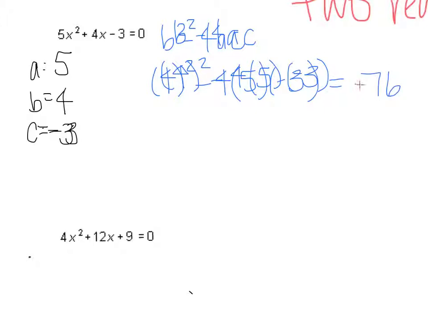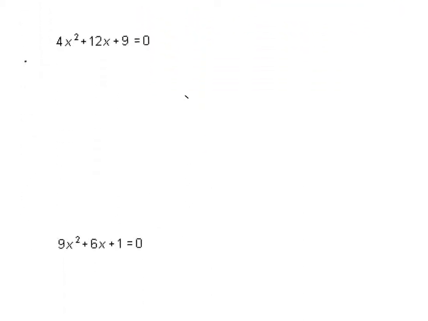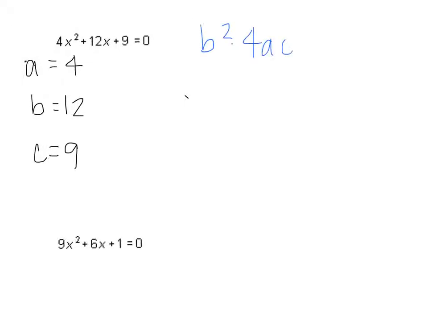So since that is positive, that tells us there are 2 real solutions. Okay. So looking at the next one, we're going to identify A, B, and C. So A is the number in front of x squared, which is 4. B is the number in front of x, which is 12. C is the number by itself, which is 9. And our formula, again, is b squared minus 4ac.